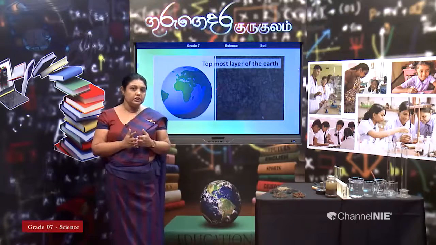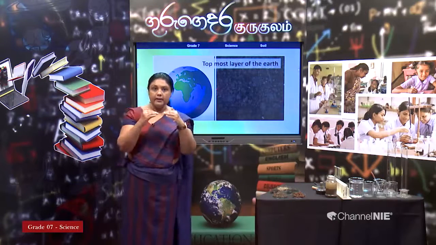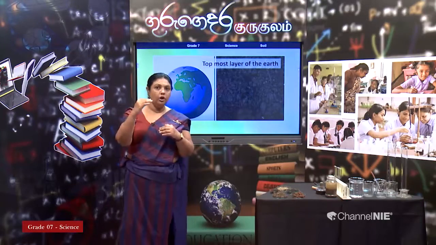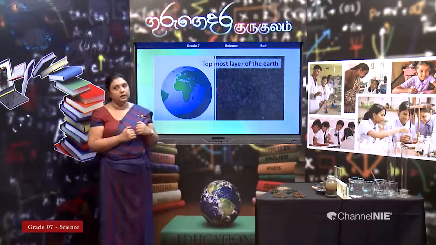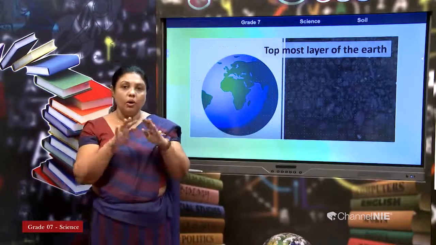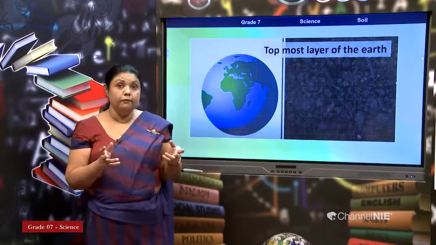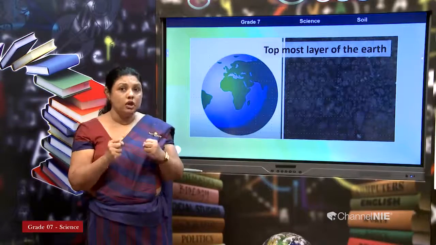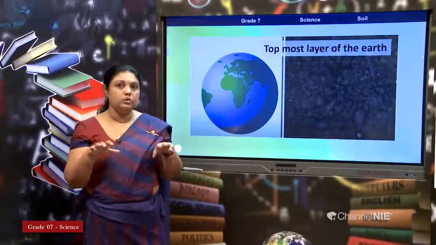If you have learnt about the different parts of the earth, from the top to the inner core, you can find that there are different layers. The uppermost layer is what you call topsoil. The topmost layer of the earth is always full of soil. It may be different in places, but the uppermost layer is full of soil.